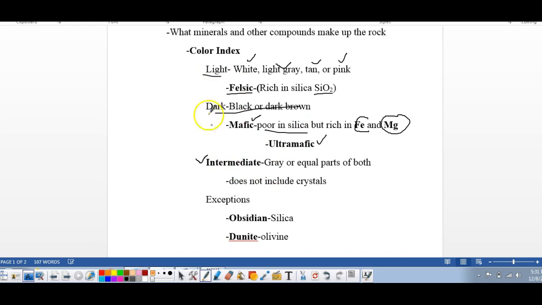And whenever you're classifying these, you never worry about the crystals. You're just looking at the base of the rock.